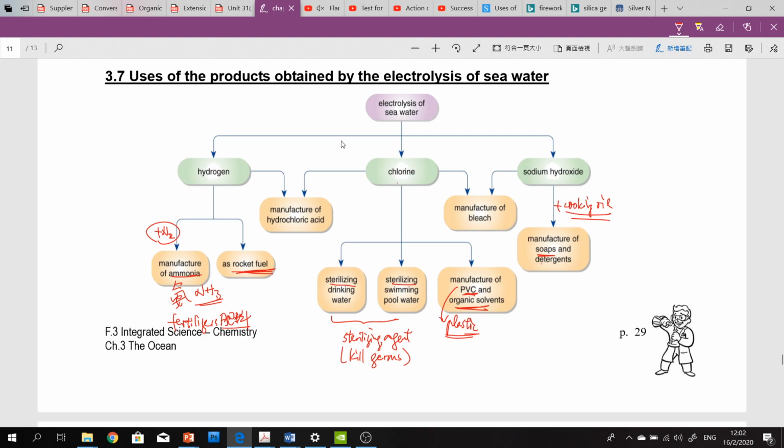It's not just that. You may also use the combination. You are going to react hydrogen and chlorine to form hydrochloric acid. You may react chlorine with sodium hydroxide to form bleach as well. So hydrochloric acid is what I would like to mention with you. How about bleach?